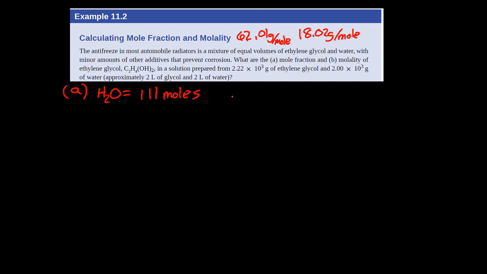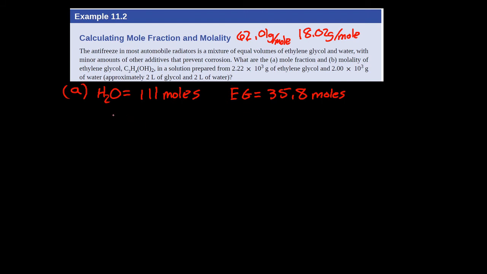The ethylene glycol, that is 2,220 grams. Divide that by its molar mass, which is 62.01. I'm just going to call it EG. That has 35.8 moles. Okay, so then the mole fraction of ethylene glycol, and I guess it does specify ethylene glycol there, so we didn't actually just pick. It did specifically tell us for the ethylene glycol.